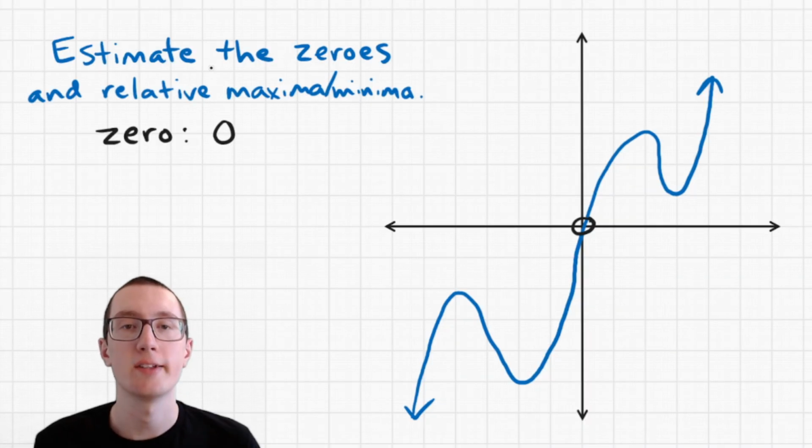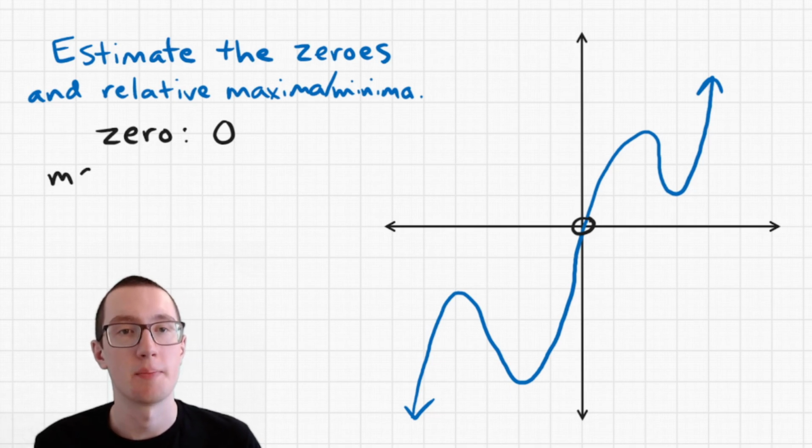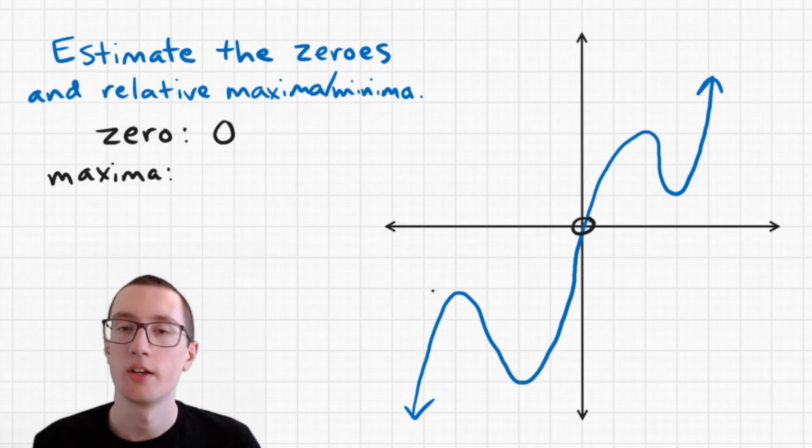Now we need to find the relative maxima and minima. Remember, those are the hills and valleys of our graph. And as you can see, we have more of them than last time. So this time I'm going to write maxima because we have multiple of them, because that's plural. So where do we see the tips of hills on our graph? Well, I see one right here, and I see one right here. These are the two hills of our graph.